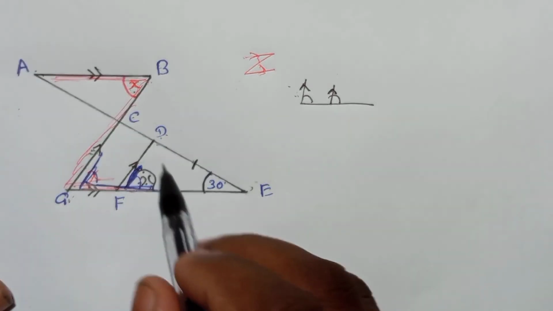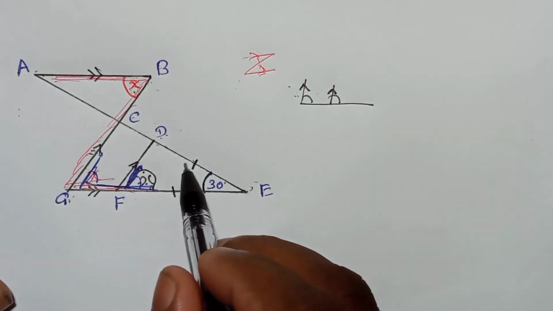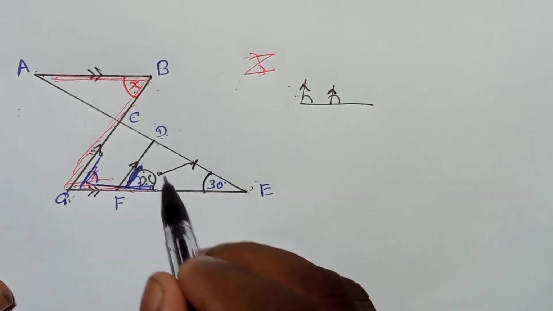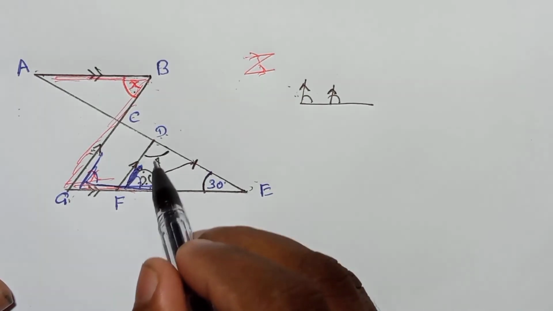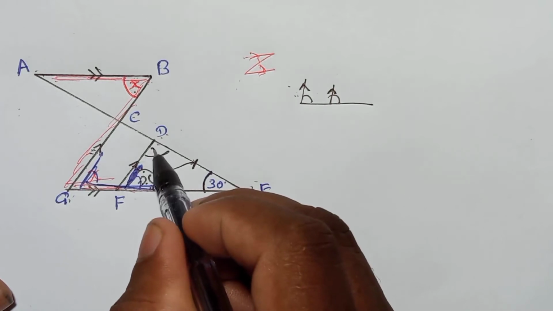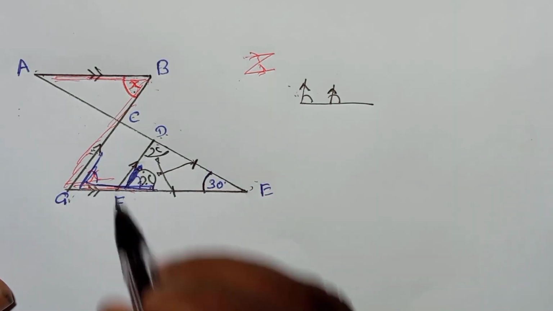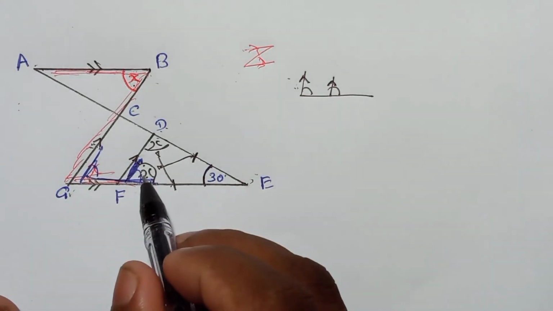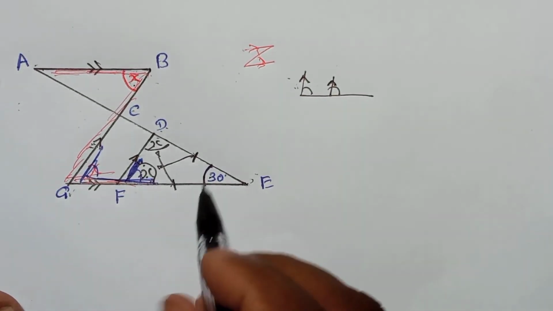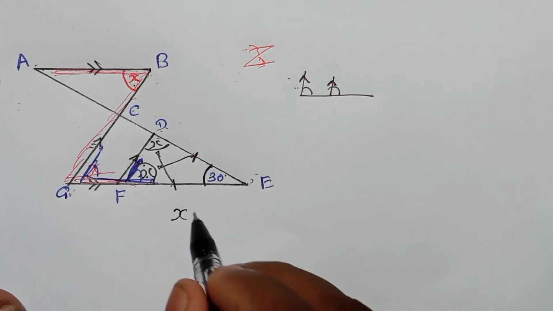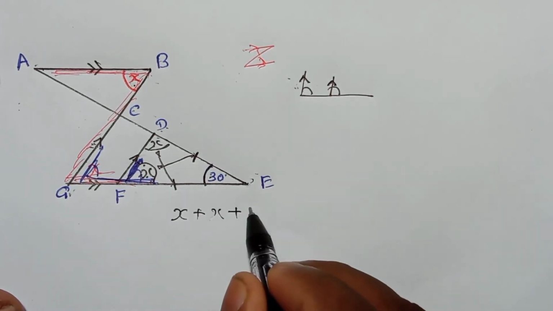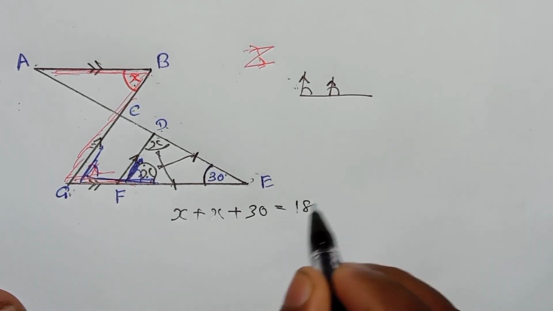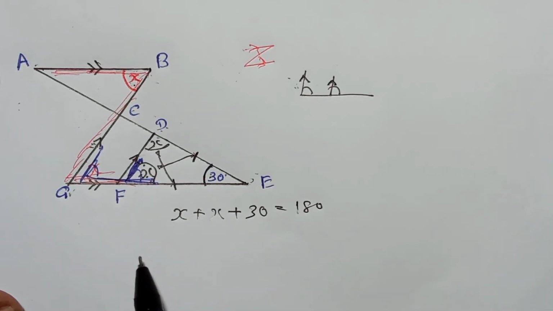the opposite angles of those two sides are also equal, right? This one and here, these two are equal. That means if this is x, this also must be x. Okay, now you will feel what you need to do. Here x plus x plus 30 will equal 180. So you can use that way to find x.